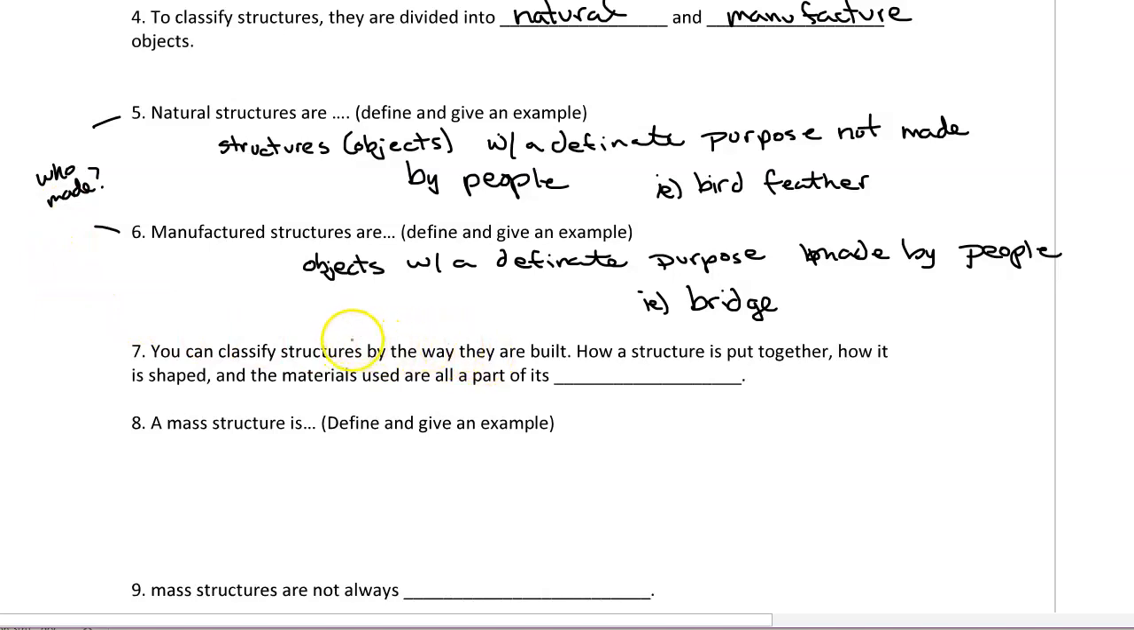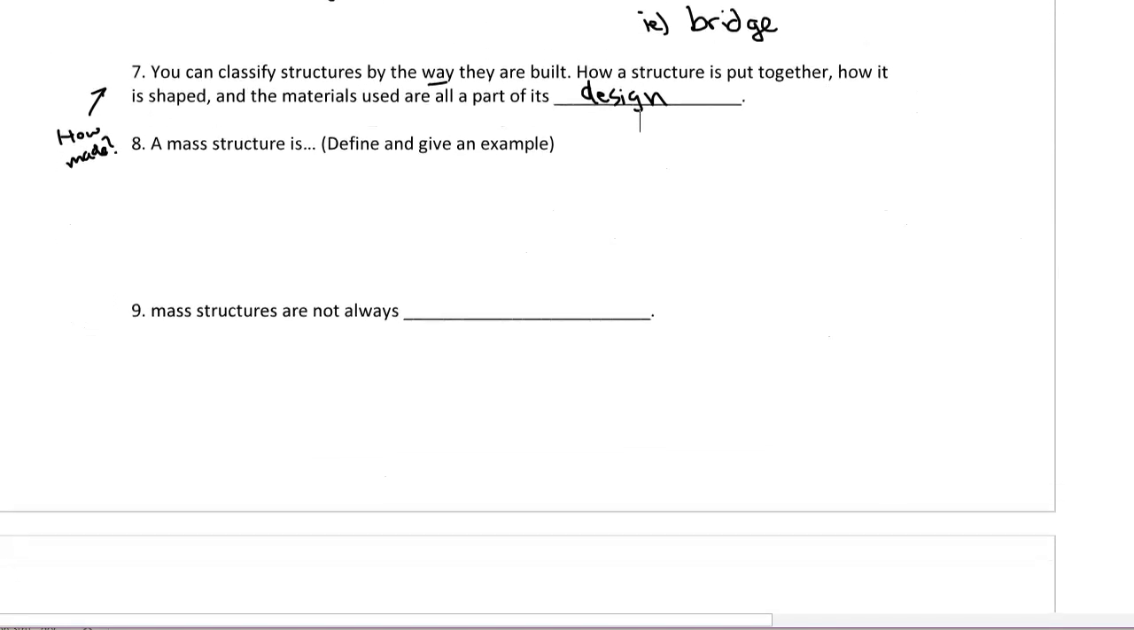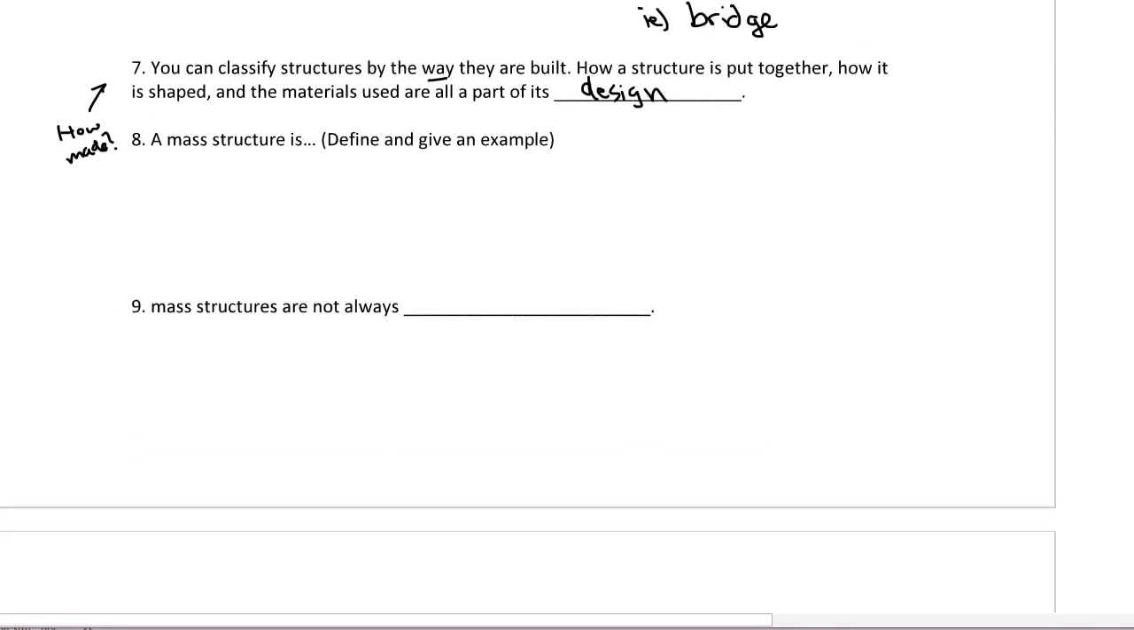Now we can also classify structures by the way that they are built, right? The way it's put together. And so these would be the how made organization, right? And so it really comes down to different parts of its design. Okay, we got three major structures here. First one is a mass structure. Okay, and so a mass structure is really just a piling of materials.